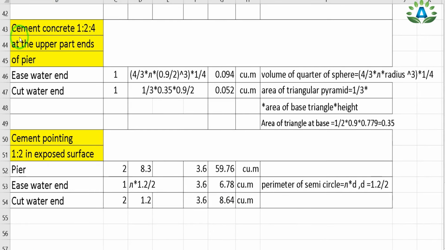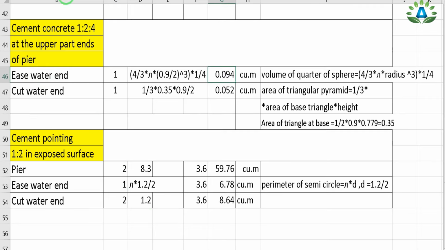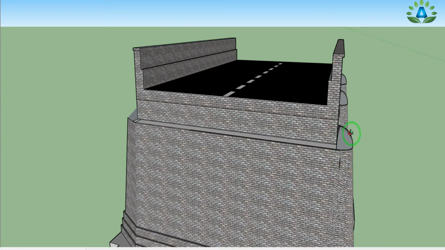Our next step is to calculate the estimation of the cement concrete at the upper part of the ends of the pier. That means here we can see that above the springing level we have this small quarter of this sphere portion at this side of the pier. So at the east water end we need to do the cement concrete on this side.